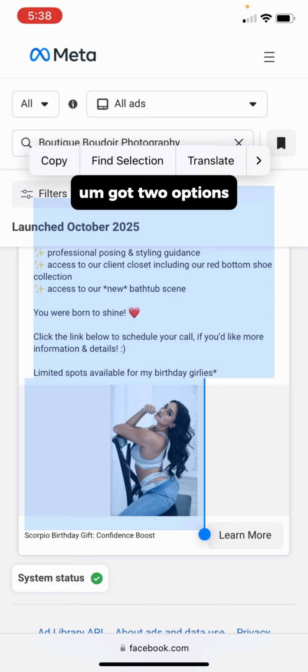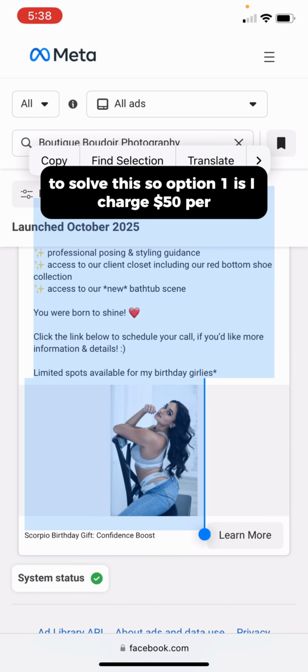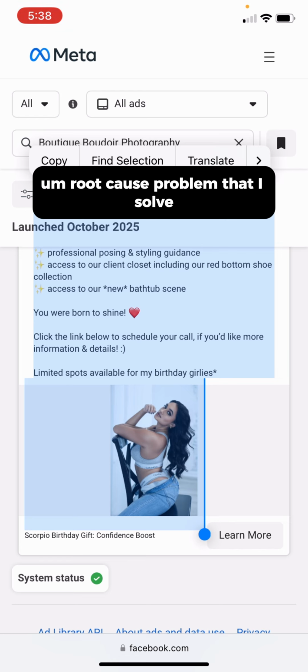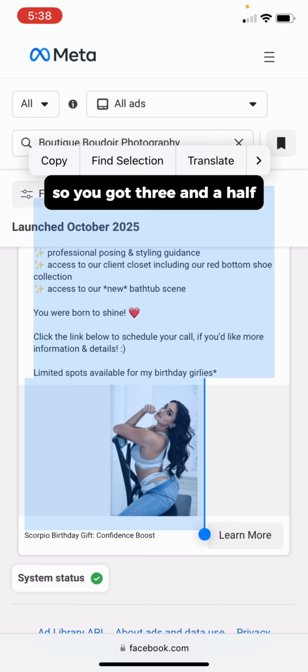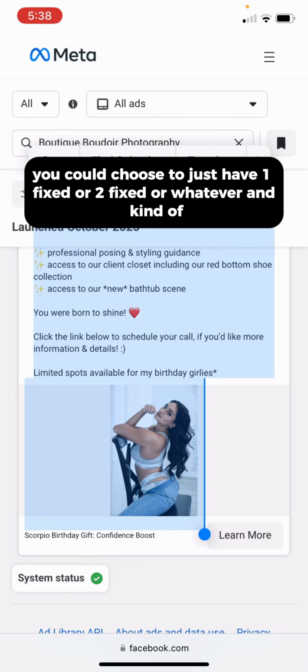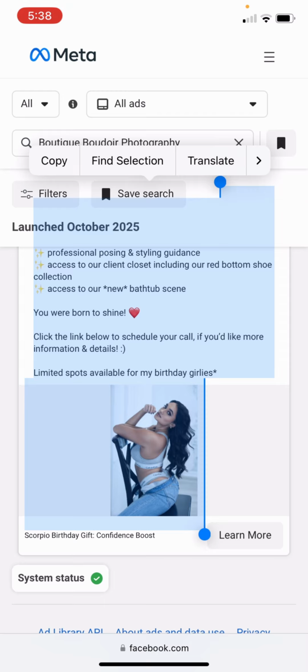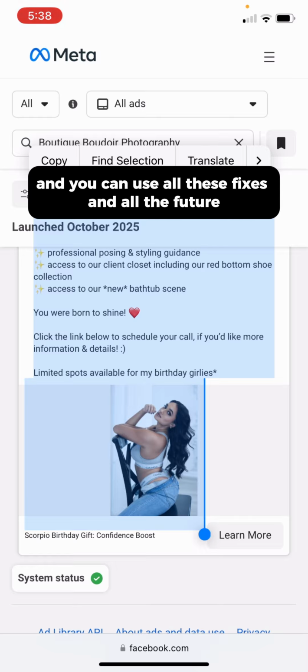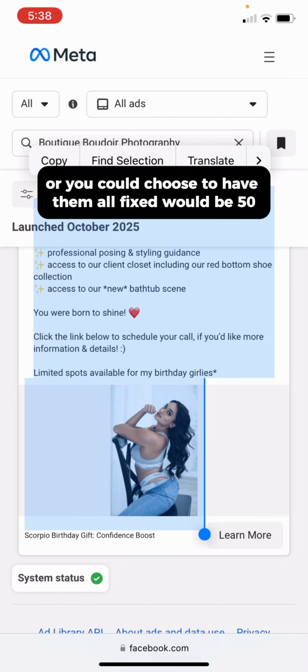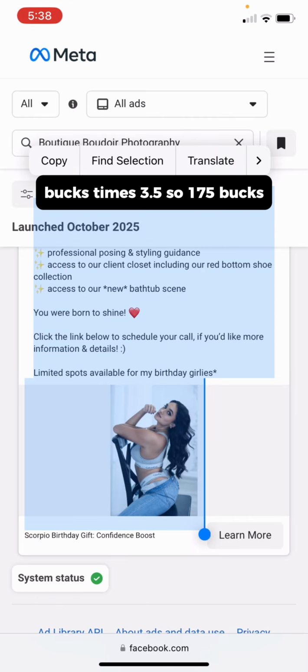You've got 2 options to solve this. So option 1 is I charge $50 per root cause problem that I solve. So you've got 3.5. You could choose to just have 1 fixed or 2 fixed or whatever, and you can use all these fixes on all the future ads you create as well. Or you could choose to have them all fixed. So it'd be $50 times 3.5, so $175.